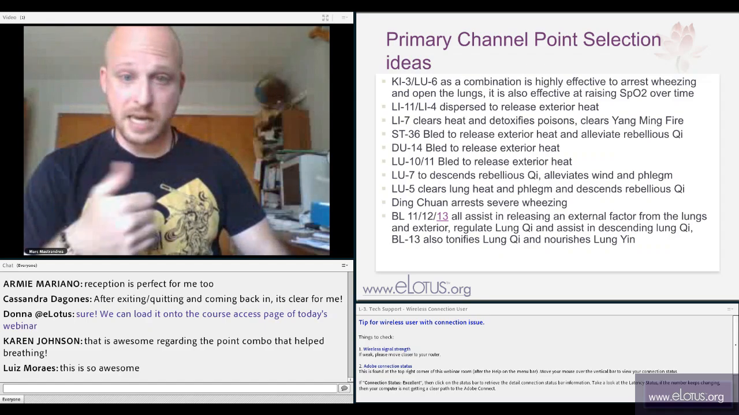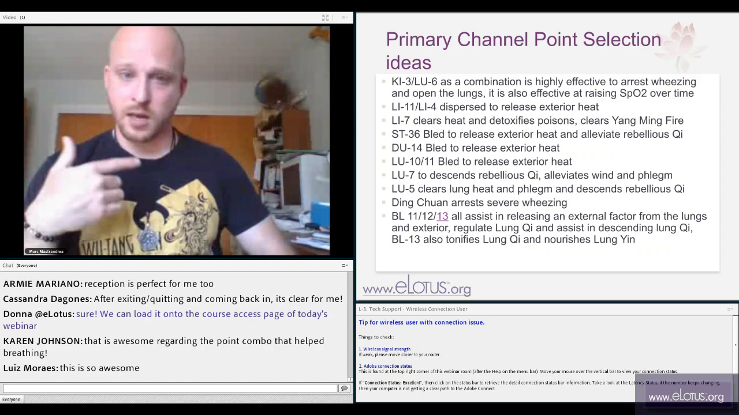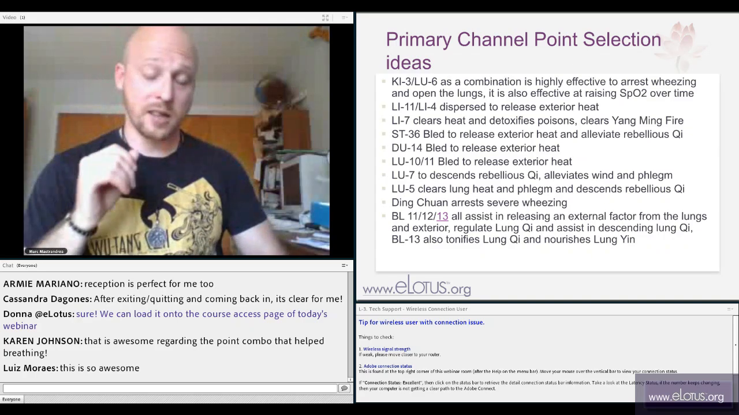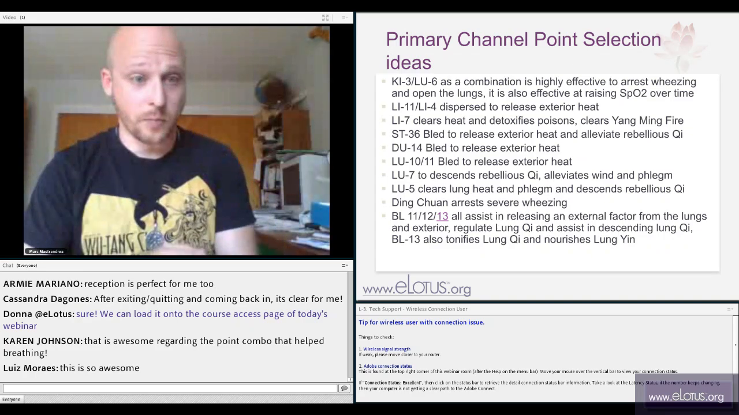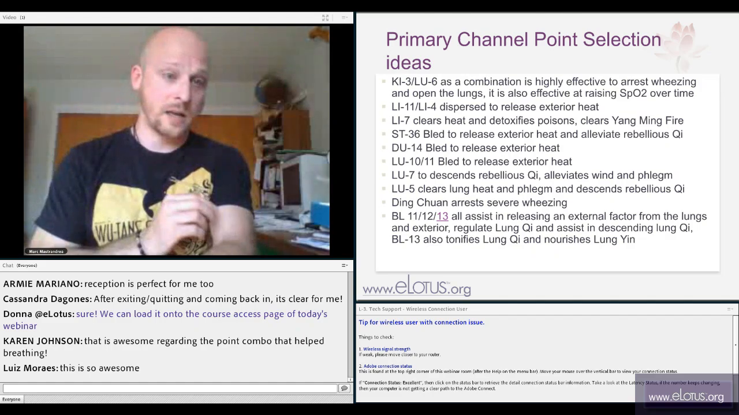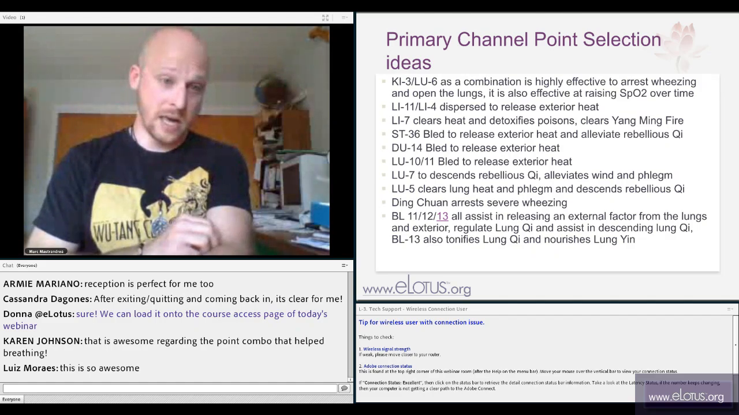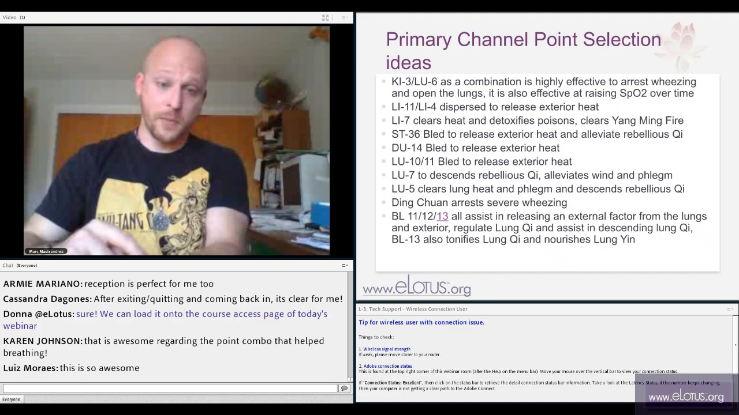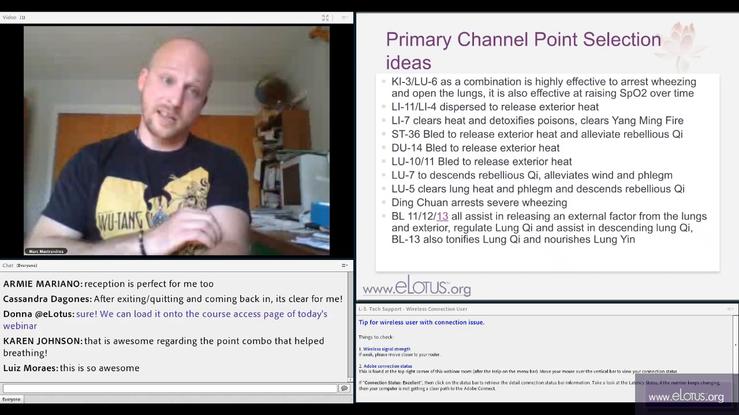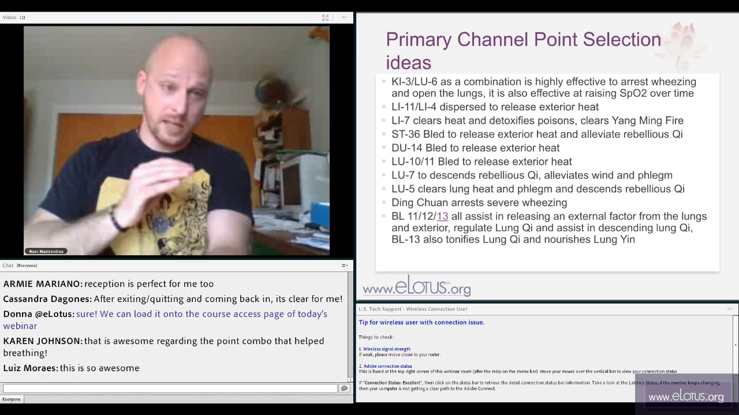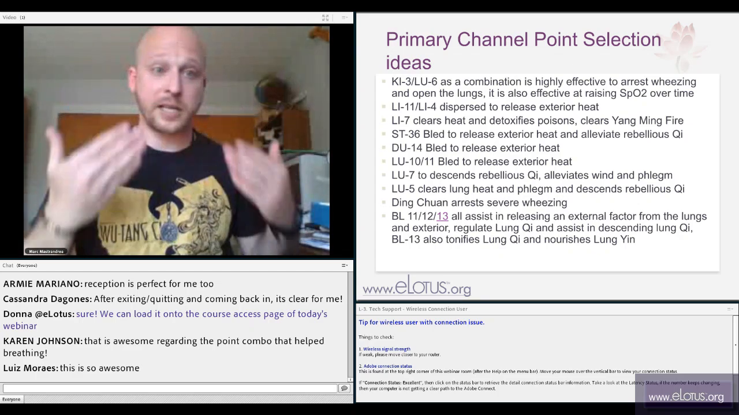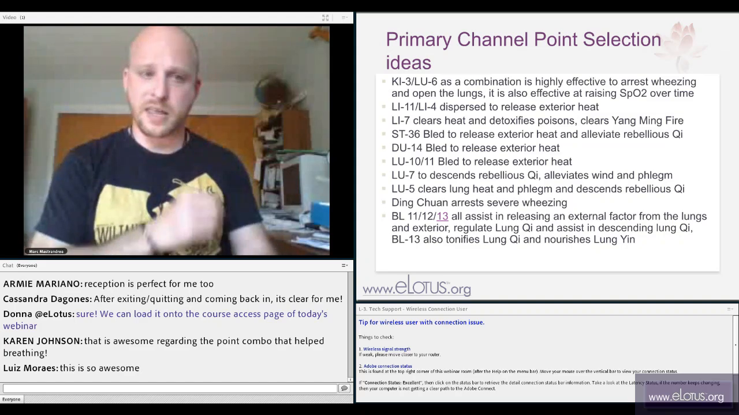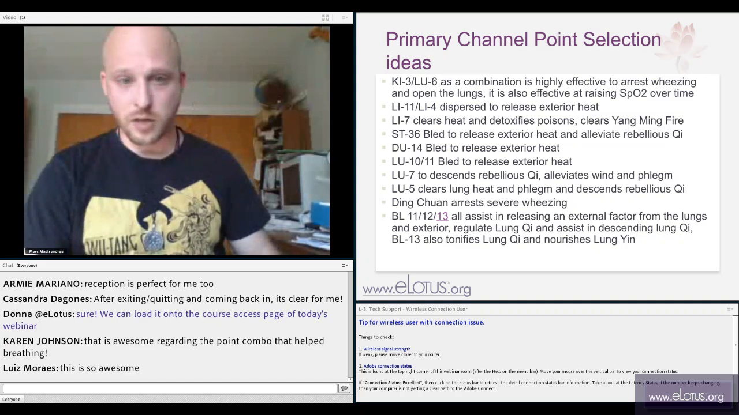Lung 5 clears the lung heat and phlegm, descends rebellious chi. This works phenomenally well. You can needle it and tug the point quickly. So what oftentimes I'll do is needle it and get it to catch the channel. You don't have to go too deep, you just go pretty surface. You twist it a little bit so you feel it catch the channel, then you pull it out very quickly, and the person will feel a twang go down their arm, all the way to their thumb oftentimes. This is the idea of opening the lung channel quickly, and that will cause it to start clearing phlegm from the lungs much quicker than just common needling. So that's a technique you can use.